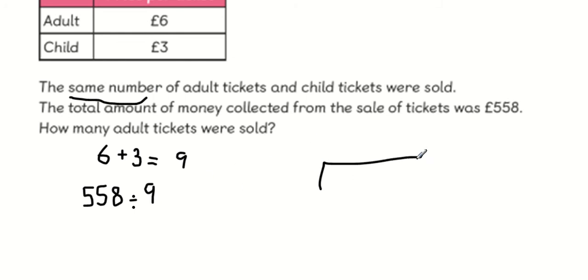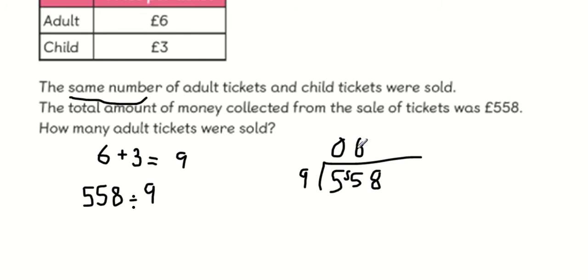So I'm going to put 558 into my bus stop method of division here. I'm going to divide it by 9. I can't fit any 9s in 5. I'm going to do a 0 there and carry this 5 over. How many 9s can I fit into 55? I'm going to start by counting backwards. 55, 54. Oh, that rings a bell. 54 is in the 9 times table, and that's 6 times 9.